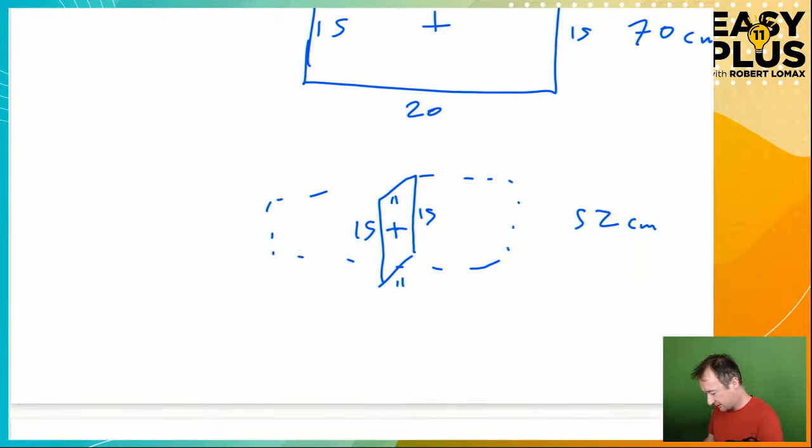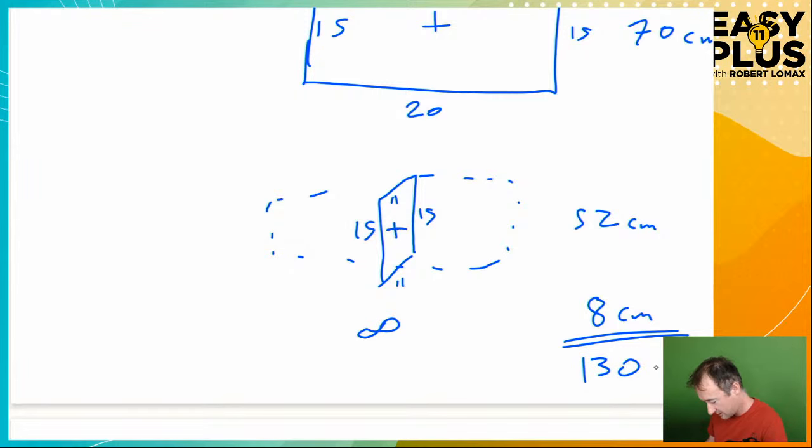centimeters. And lastly, we've got the little bow on top, which is 8 centimeters. Adding all those together, 52 plus 8 is 60. 70 plus 60 gives us 130 centimeters. Let me put a divider. This is the answer down here: 130 centimeters. It's a simple addition.